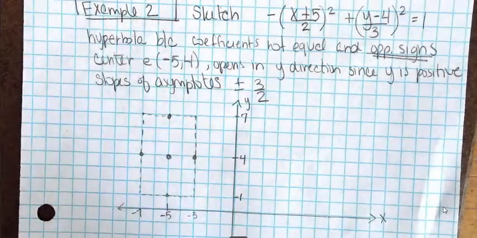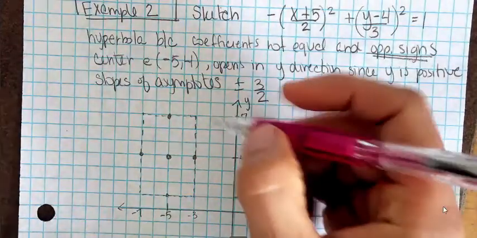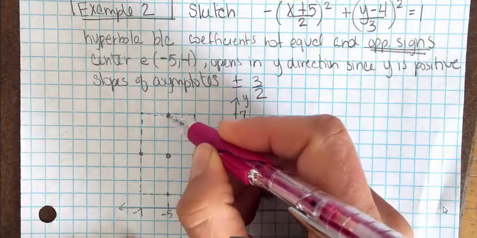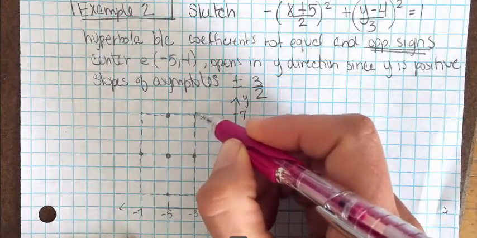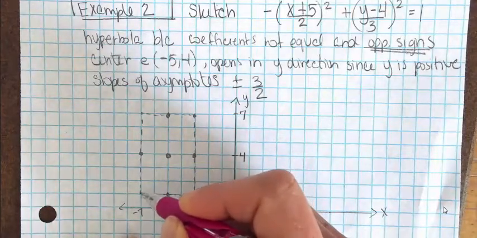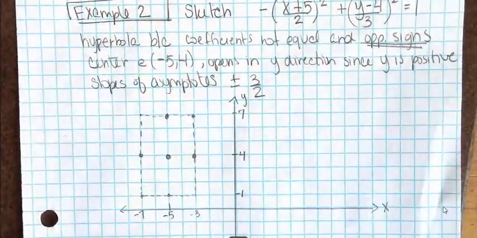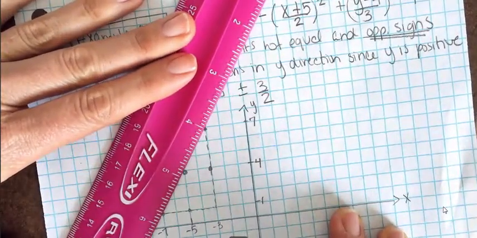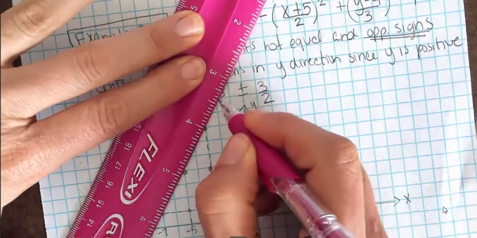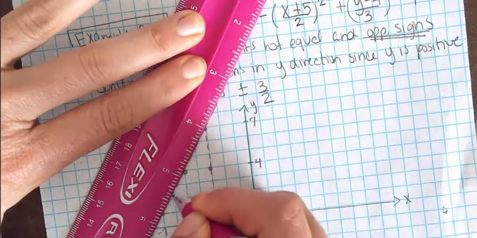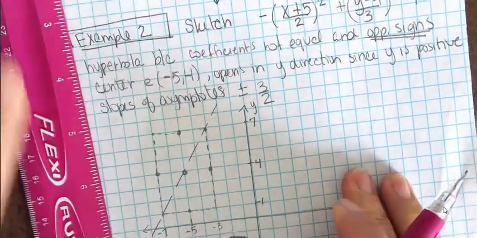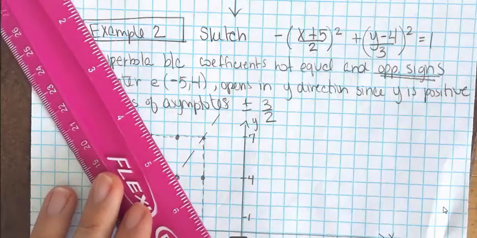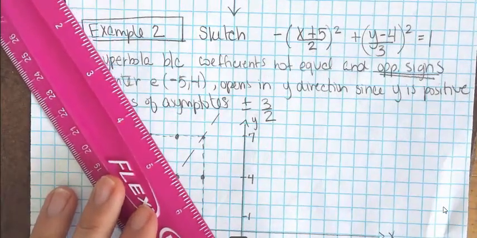Now my asymptotes actually go through the corners of the box, which would make sense, right? Look, the slope from the center is going to go up 3 over 2. Okay, so this is my asymptote with the positive slope. It's going to go through these 2 points. And then the one with the negative slope is going to go through the other 2 opposite vertices of this box.